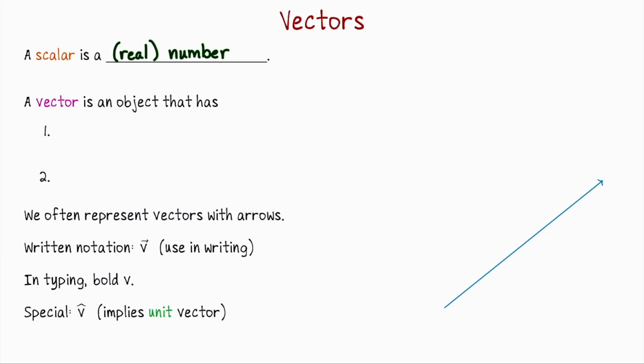On the other hand, a vector is an object that has two properties. It has what we call a magnitude. We'll use that word a lot, and that's a synonym for the word length. So how long is the vector? And the second characterization a vector has is a direction. So a vector is an object with a magnitude and a sense of direction.